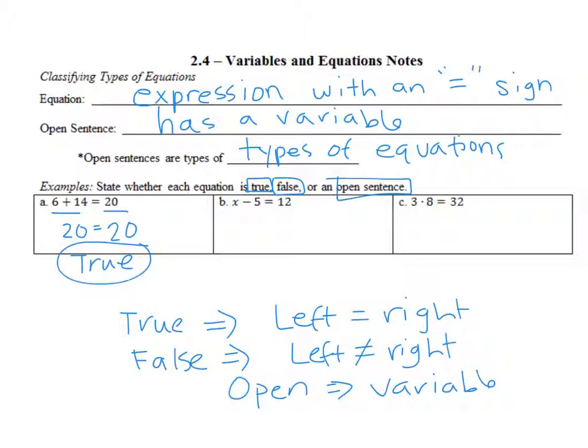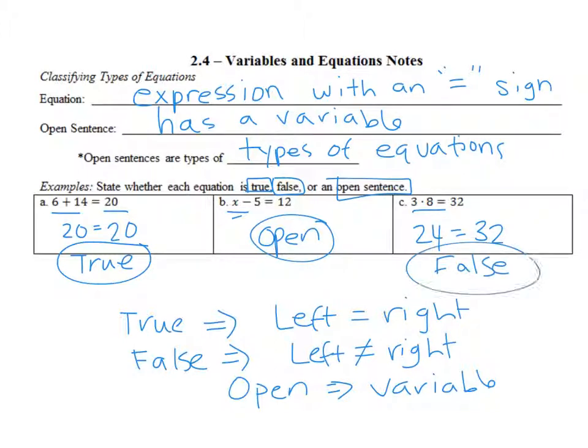Letter B. I see a variable in it, so it's open. Letter C. I don't see a variable, so it's not open. But the left-hand side is 24, and the right-hand side is 32, so that's false. So equations can either be true or false or open, has a variable in it.